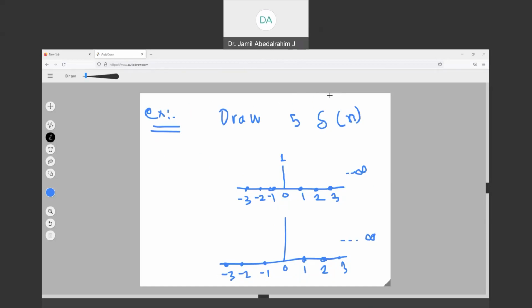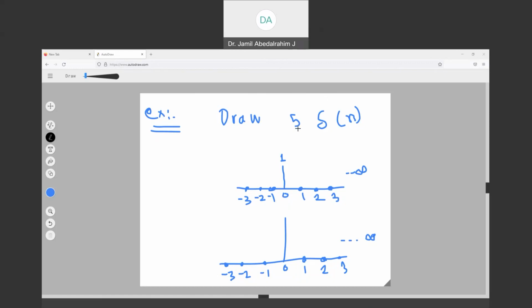Okay, this example. If you notice in the previous example, we focused more on the unit step, not on the unit impulse. In the unit impulse, we have only one pulse or one impulse. So this operation is not that important here. But let's take this example with the unit impulse.